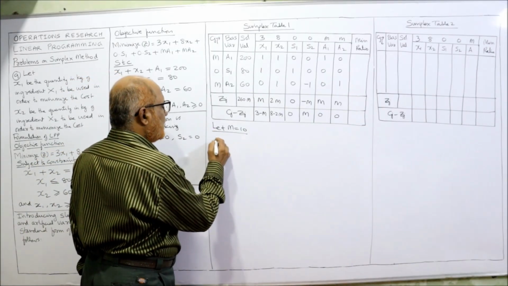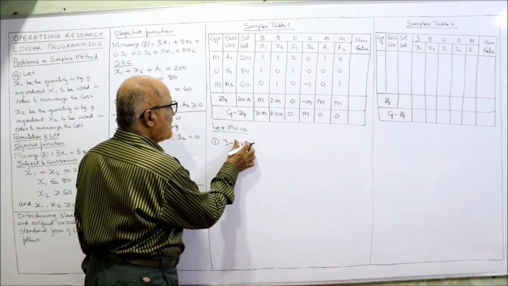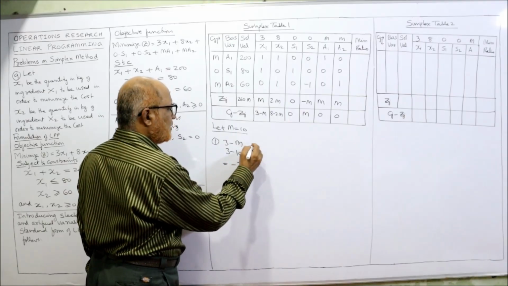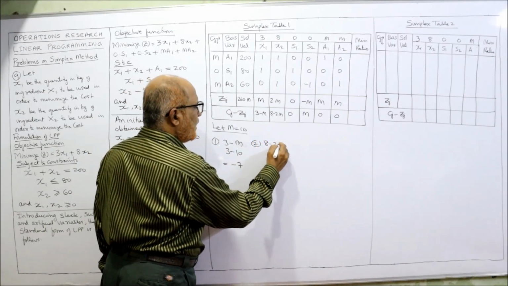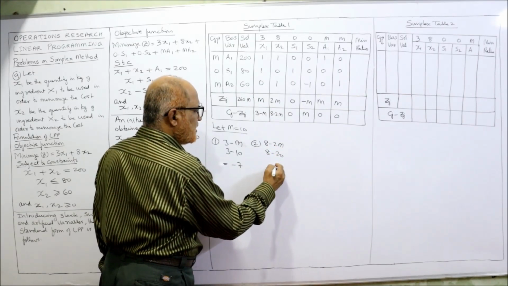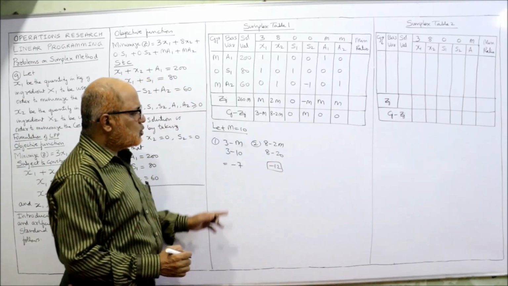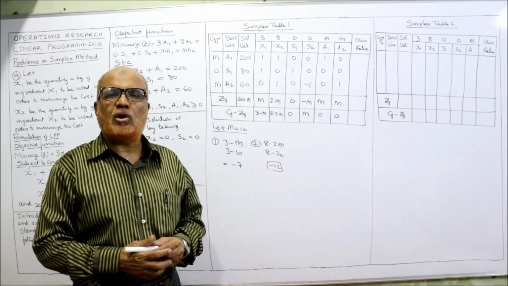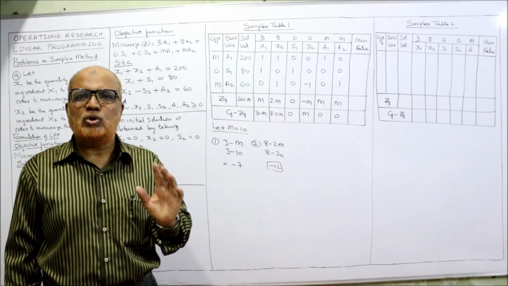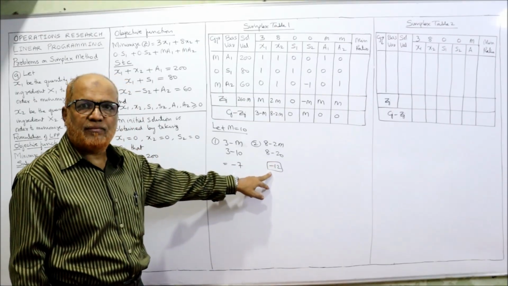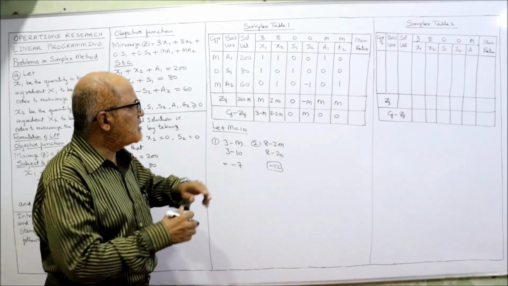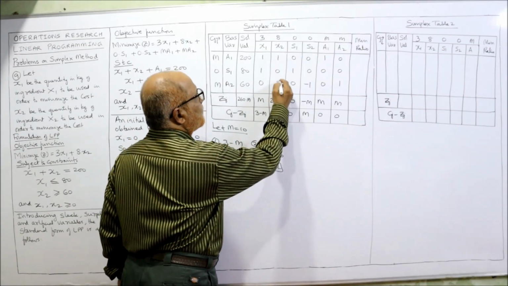So first one, 3 minus M. So 3 minus 10 is equal to minus 7. Second, 8 minus 2M. So 8 minus 2 into 10 is 20, so 8 minus 20 is minus 12. Now check. We have two negative values, so it is not optimum. We have to go for one more table. The most negative should be selected. We have two negatives, minus 7 and minus 12. Minus 12 is the most negative, so this is the entering variable in the next table.